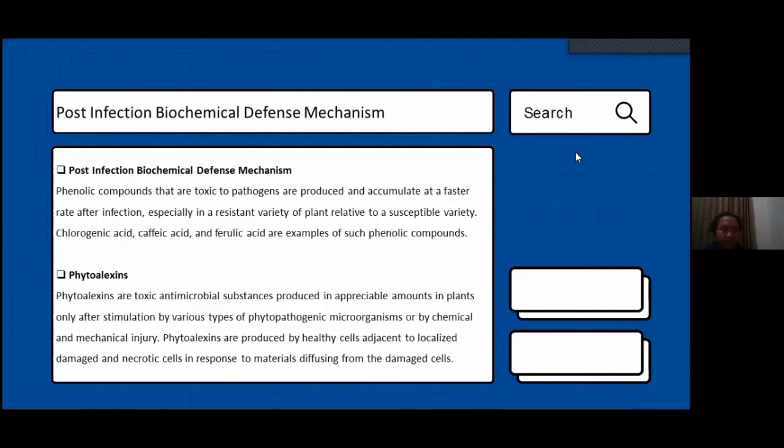Phytoalexins. Phytoalexins are toxic antimicrobial substances produced in appreciable amounts in plants only after stimulation by various types of phytopathogenic microorganisms or by chemical and mechanical injury. Phytoalexins are produced by healthy cells adjacent to localized damaged and necrotic cells in response to material diffusing from the damaged cells.